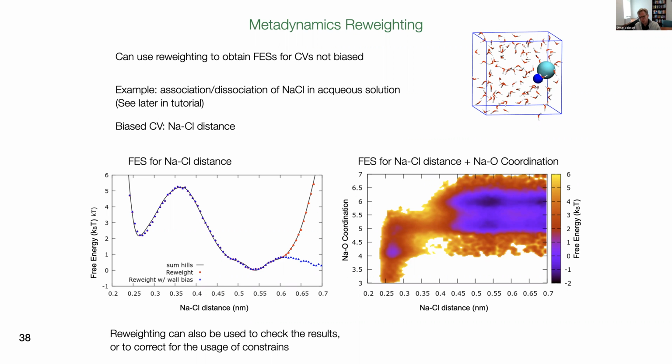And if they give the same profile, you're in good shape, and they are probably giving accurate results. But if they're very different, most likely you have some issues with your collective variables or some other issues in your system. What's also useful about reweighting is that you can use it to obtain the free energy surface for collective variables that you're not biasing, like shown here. Here, we obtain the free energy surface as a function of the distance that we're biasing, and we also obtain the free energy surface for the coordination of the sodium atom with the oxygens. So we can obtain this two-dimensional free energy surface through reweighting.